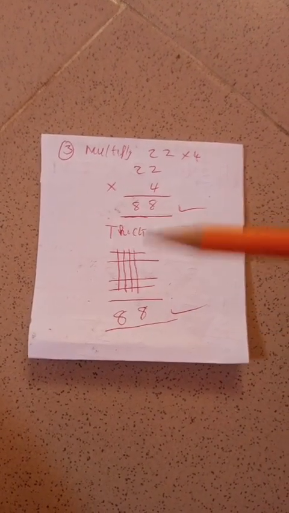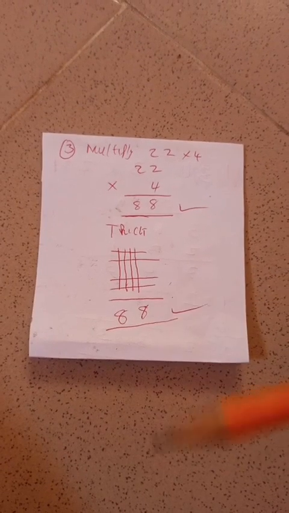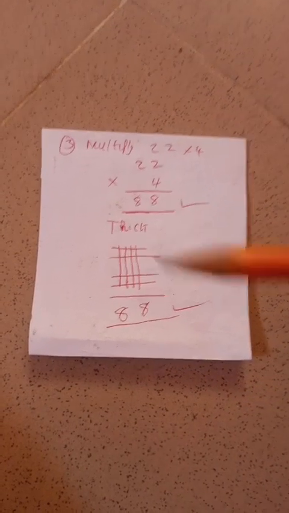And this is the trick and the normal method of multiplying 2 digits by 1 digit.